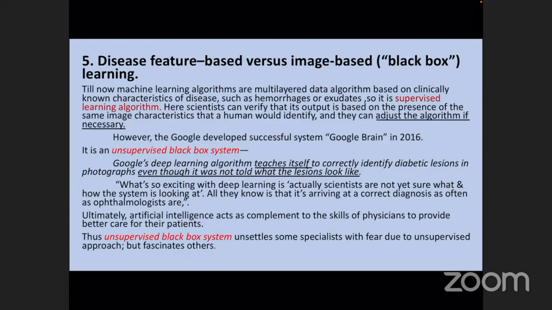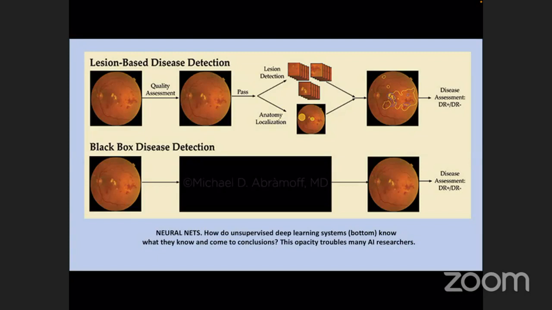So you can see here lesion-based disease detection. The retinal image is quality assessed, and if it is a positive hit, meaning it matches with the artificial intelligence data, it is called a pass. Now there is lesion detection here. The lesion is detected, anatomy is localized, and then the disease assessment is done. In this case, as you can see, it is detecting diabetic retinopathy, where DR is positive or DR negative. So it detects like that.